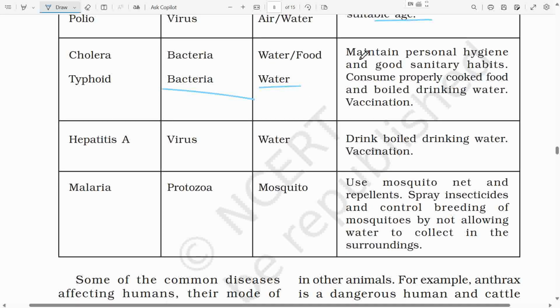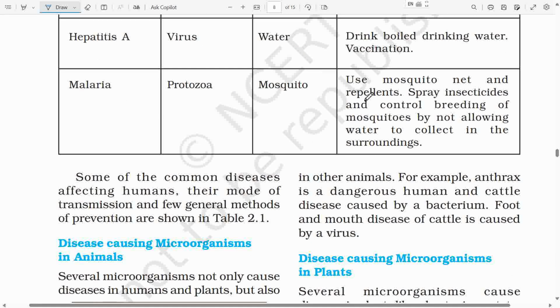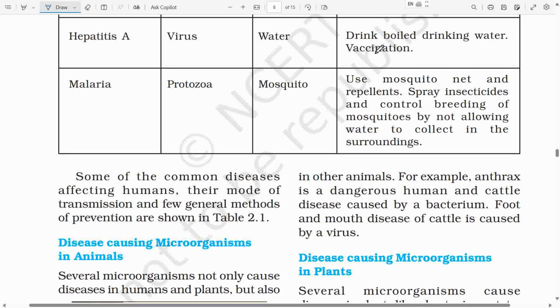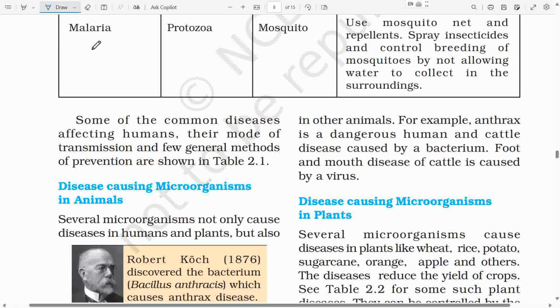Preventive measures general for both diseases. Maintain personal hygiene and good sanitary habits. Consume properly cooked food and boiled drinking water. Vaccination. Human disease, hepatitis A, causative microorganism, virus. Mode of transmission, water. Preventive measures general, drink boiled drinking water, vaccination.